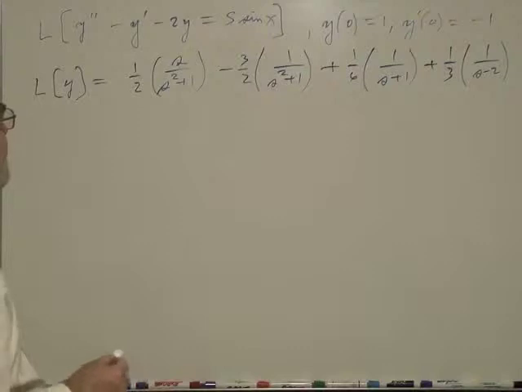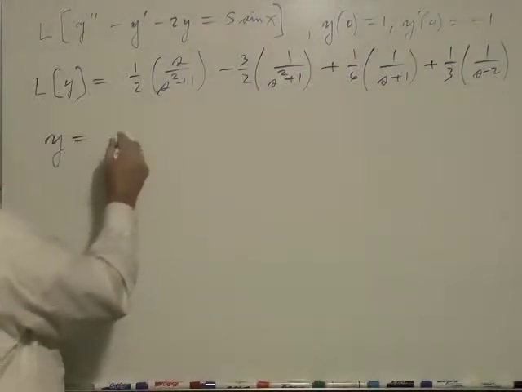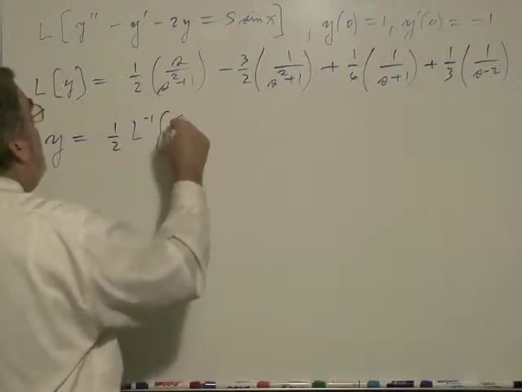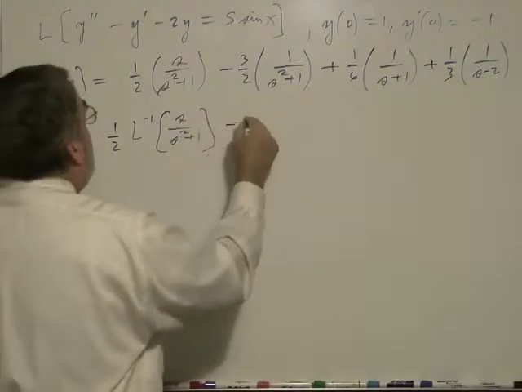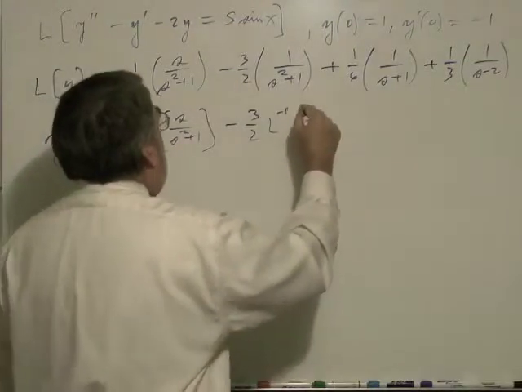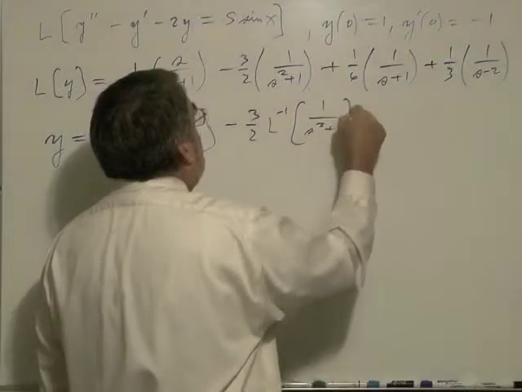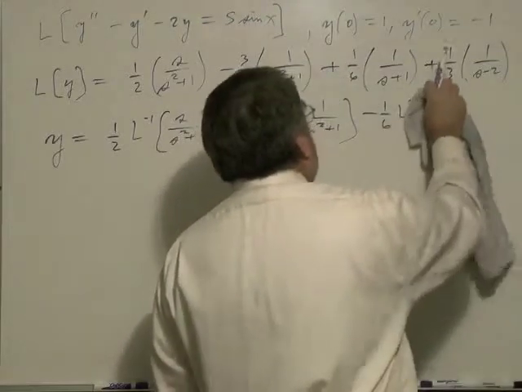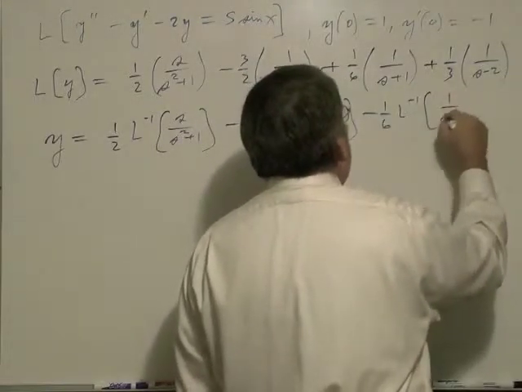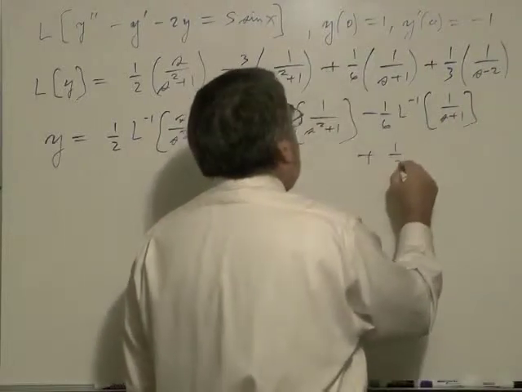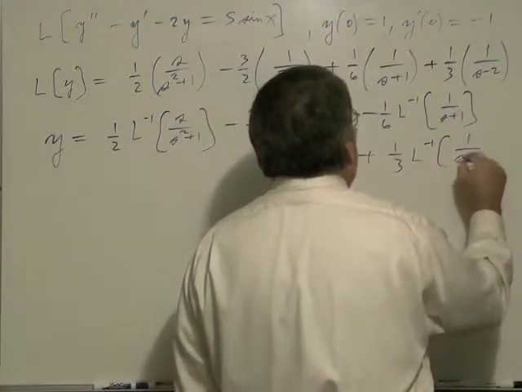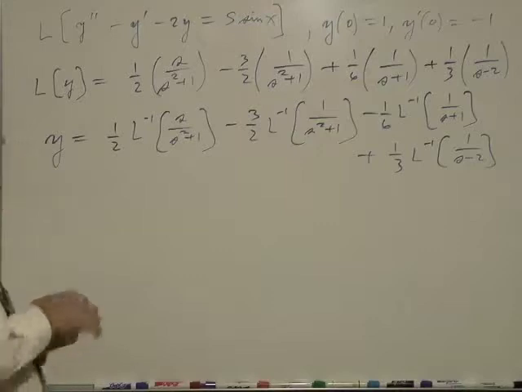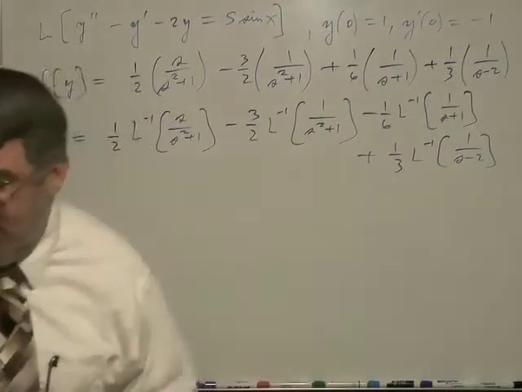I think this is a step you wouldn't normally write, but y would be 1/2 L inverse operating on s over s squared plus 1, minus 3/2 L inverse operating on 1 over s squared plus 1, plus 1/6 L inverse operating on, I'll use that bracket notation, 1 over s plus 1, plus 1/3 L inverse operating on 1 over s minus 2. Like I said, I don't think you really need to write that step, but I wanted to show it to you to reinforce everything I've been talking about.